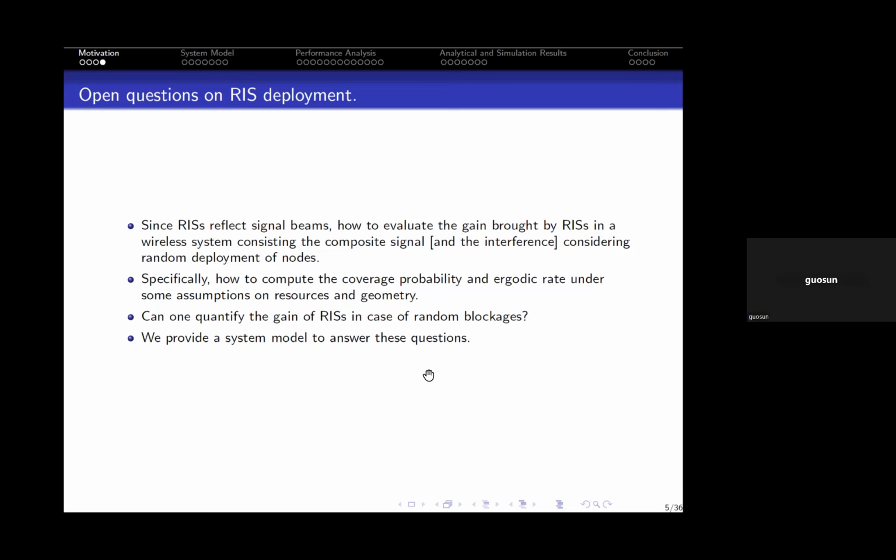So in this work, we provide a method and framework to compute coverage probability and ergodic rate under some assumptions that are used in research. And then we further answer the question of how to quantify the gain provided by RISes in case some of the links are blocked. And so our work is to provide answers to these questions.